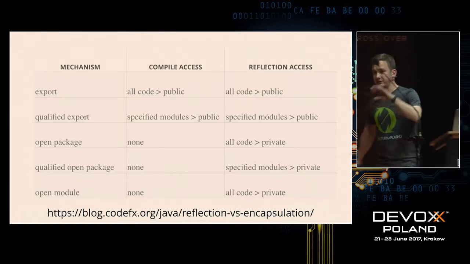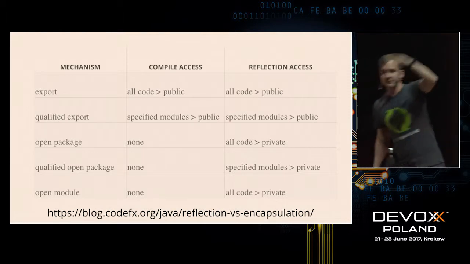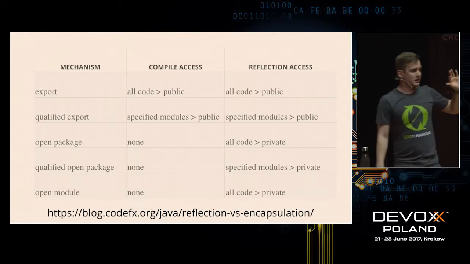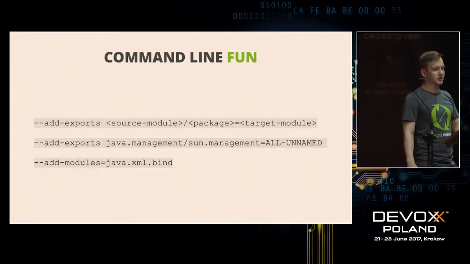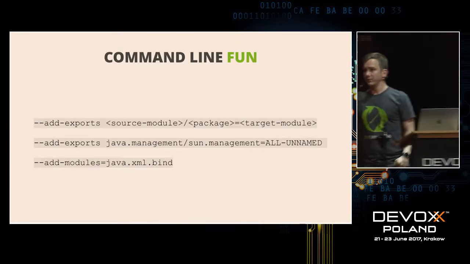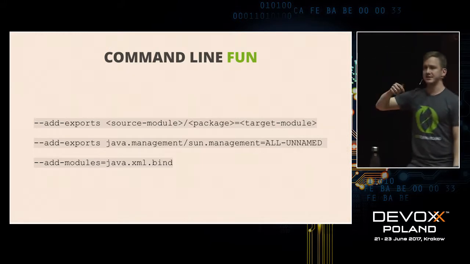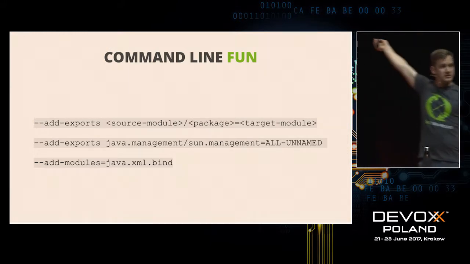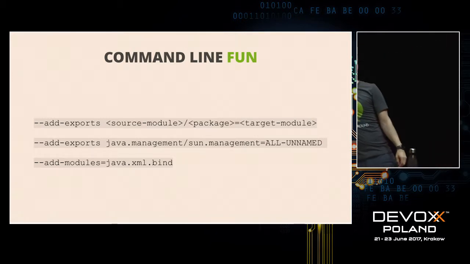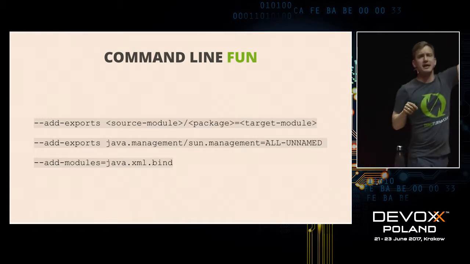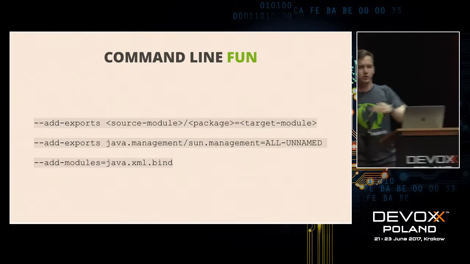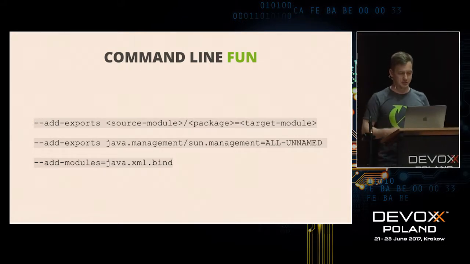On top of that, if you don't want to specify that stuff in the module-info files that go into the jar files, you can add command line arguments. You can add exports on the command line after the fact. Since the JDK itself is modularized, you will use add-exports to say, oh, my code really, really wants to access that particular thing. And you can also specify which modules you want in your image, in your runtime.